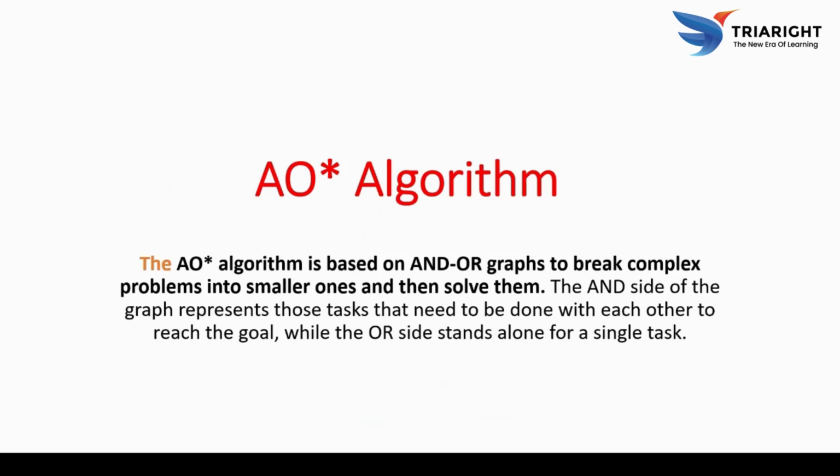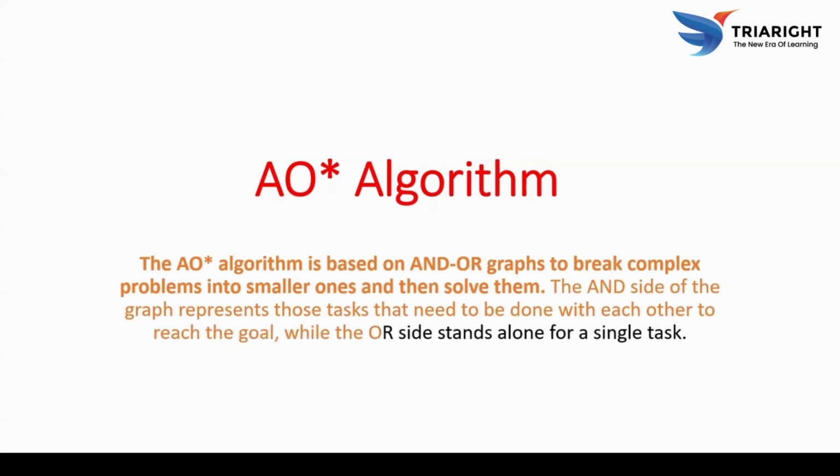The AO-star algorithm is based on an AND-OR graph to break complex problems into smaller ones and solve them. The AND side of the graph represents those tasks that need to be done together to reach the goal, while the OR side stands alone for a single task. So we all know the definition.